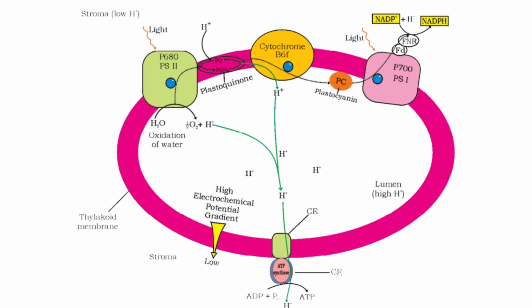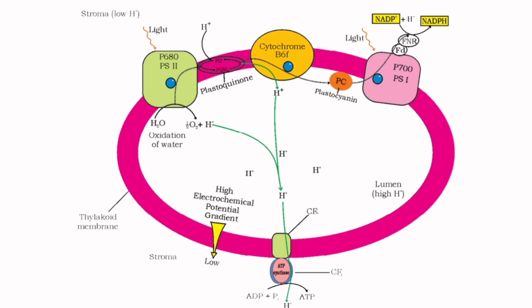Now about the chemiosmotic hypothesis. According to this hypothesis, a proton gradient is created across the thylakoid membrane, which is later utilized for the synthesis of ATP. How is this proton gradient created? There are mainly three reasons why this gradient is created. The first reason is that the splitting of water, which is associated with PS2, releases H plus into the lumen. Hence, the H plus is being accumulated in the lumen.